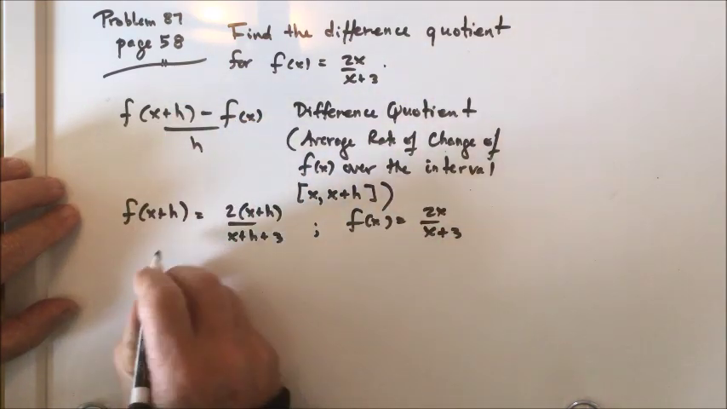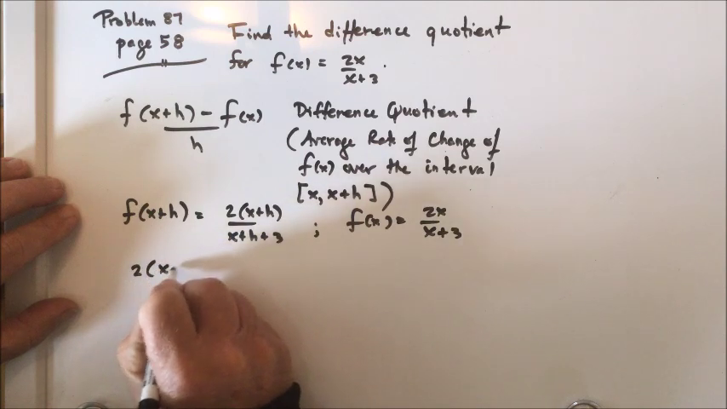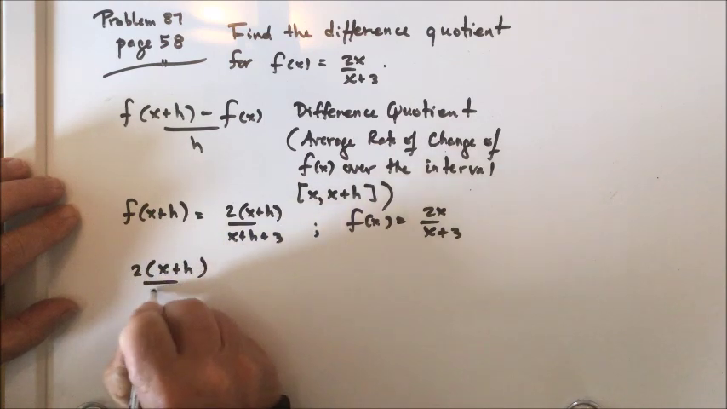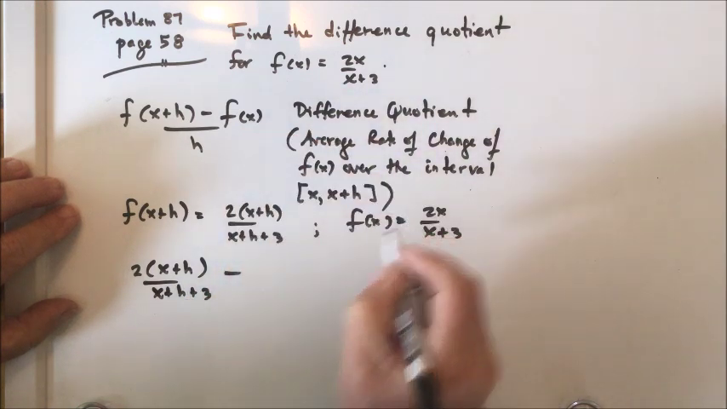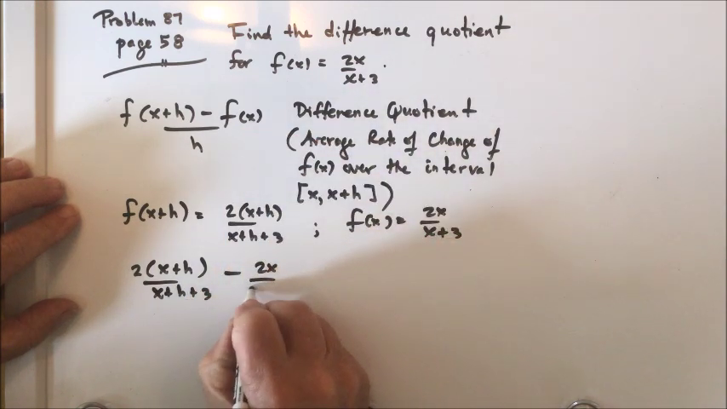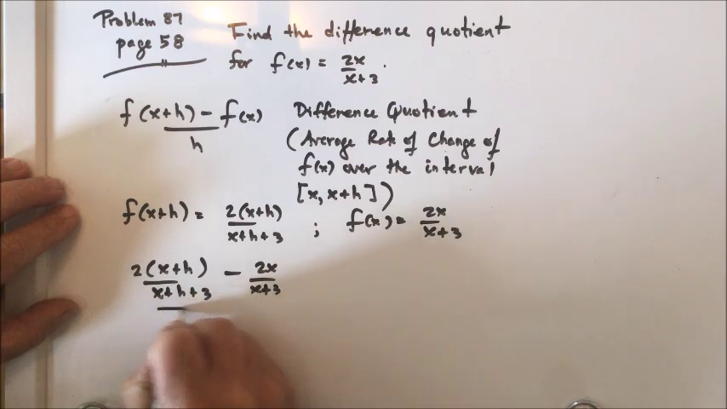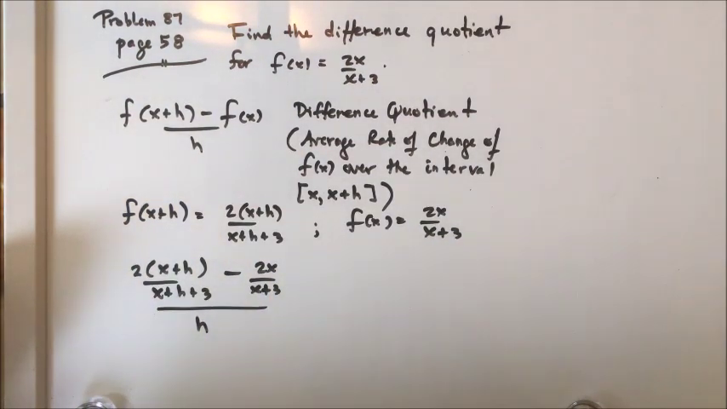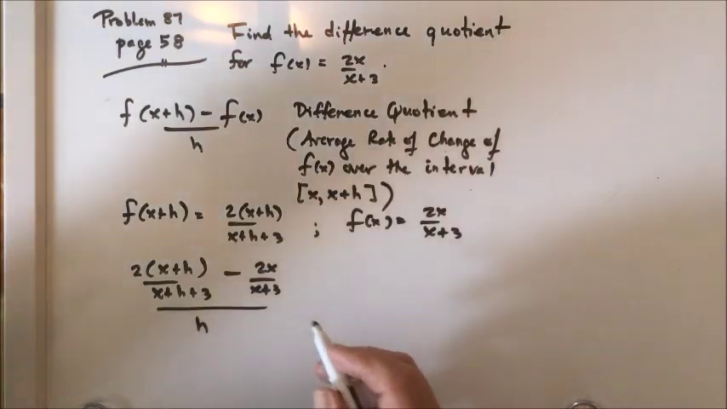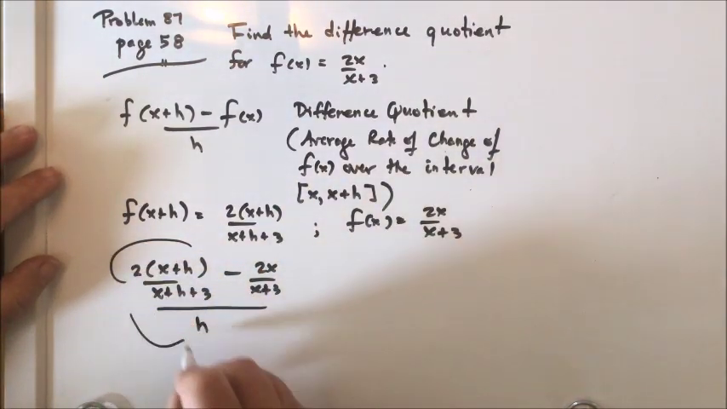It's f of x plus h, this quantity, subtracting this quantity, and the whole thing divided by h. So I've got to tell you, that's the answer. And in fact, I think I'm going to leave the answer like this.